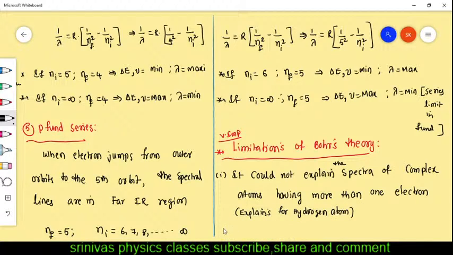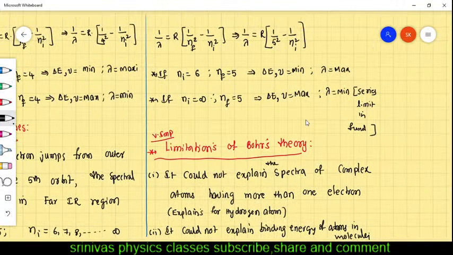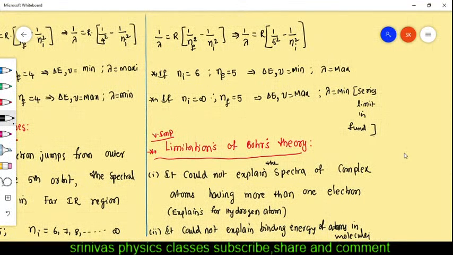Okay. And the second one is that it could not explain the binding energy of atoms in molecules. How atoms are bound in the molecule, that is not explained.